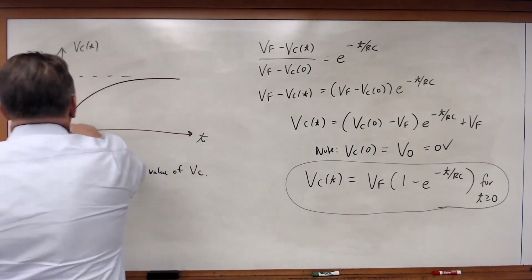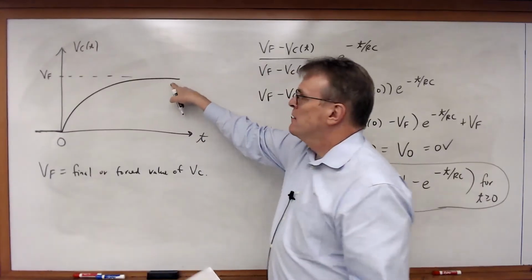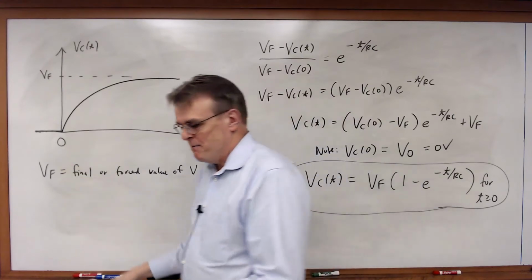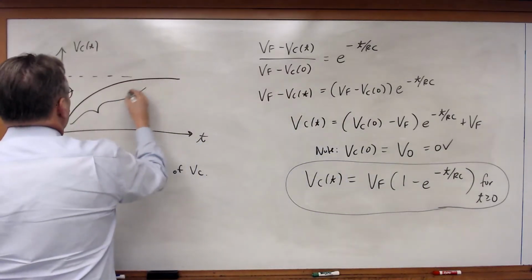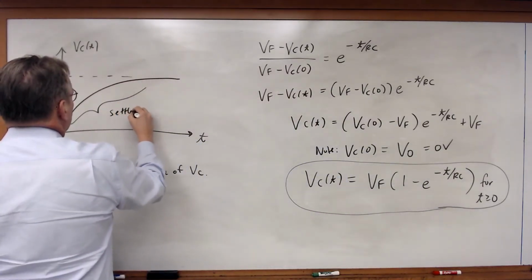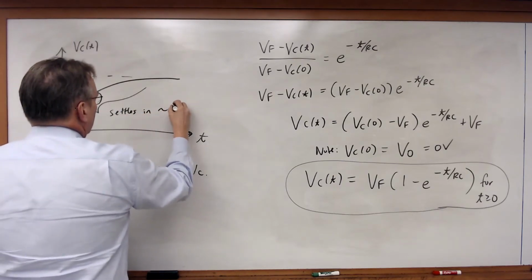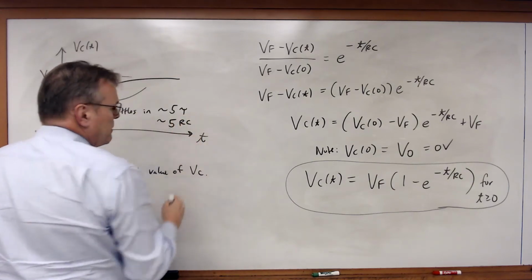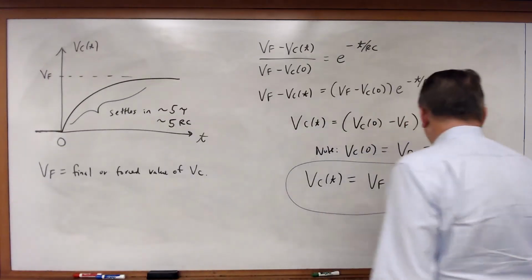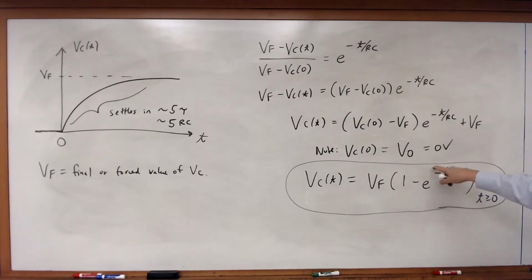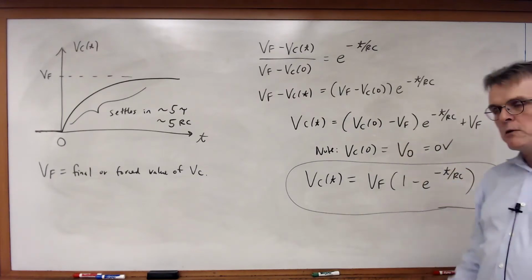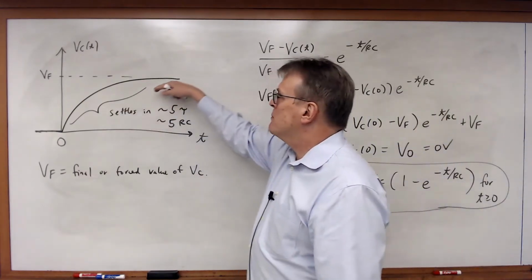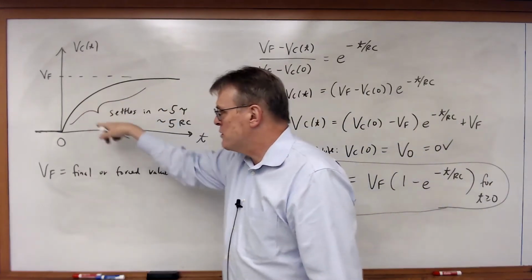How long does it take for this to settle to the final value of Vf? 5 tau rule of thumb. This settles in approximately 5 tau, or 5 RC. And we notice here in this step or forced response the same e to the minus t over RC that we saw for the natural response. Same type of exponential response, only now we're charging up to a final value instead of discharging to a 0 value.